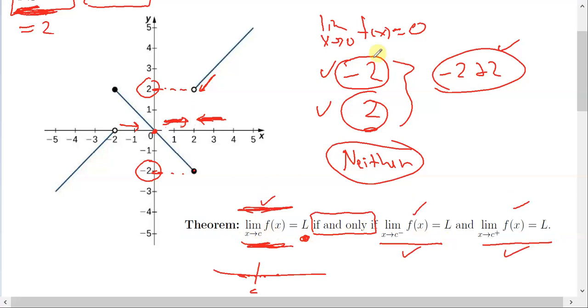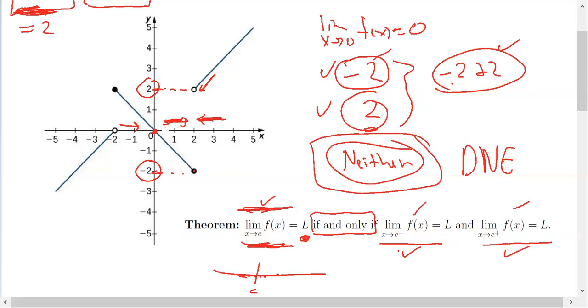I can't say that the limit is negative 2 because both of these left and right hand limits aren't negative 2. Same way I can't say it's 2 because both of these aren't 2. I can't say it's both, because for it to be both, they would both have to be both negative 2 and 2. So my only thing to be able to say is, it can't be either of these or that. It can't be any of these three, so it's got to be neither. Or what we'd say is this limit actually does not exist. That's our abbreviation for does not exist.